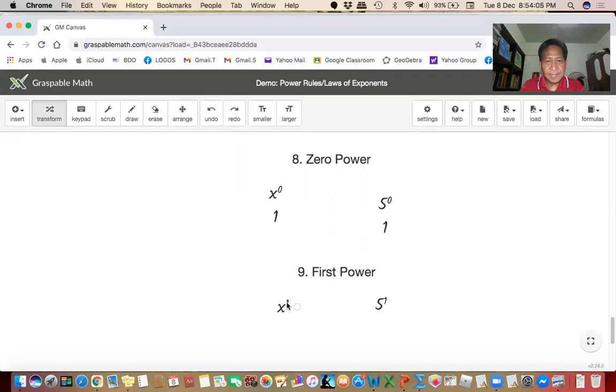All right, this is the last one. All right. Okay, that's the end of the demo. So we've illustrated how the 9 power rules work. Now you may answer the questions that follow the demo.